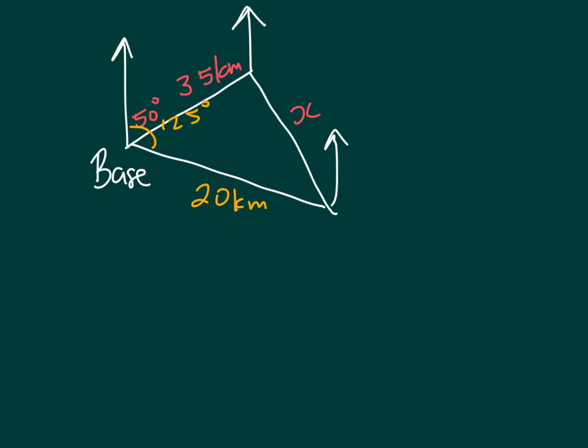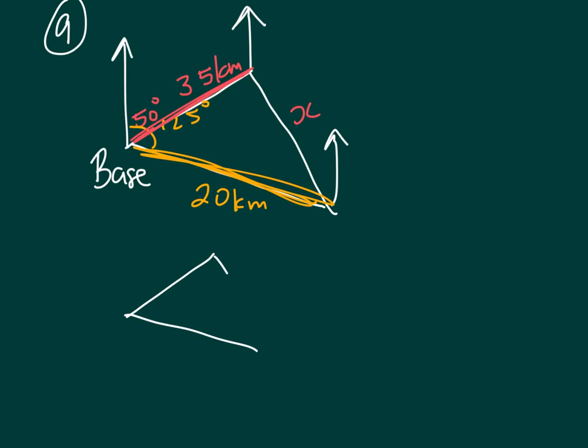Question 9, sine rule, cosine rule question. I've taken the diagram and redrawn it for you, and put the numbers in that the question says. The first line along here is 35 kilometres and the angle's 50. The second line is along here at 20 kilometres and the angle right round is 125. If I draw the triangle without all that messy stuff on it, this is 35, this is 20, this is the x that you're trying to find.